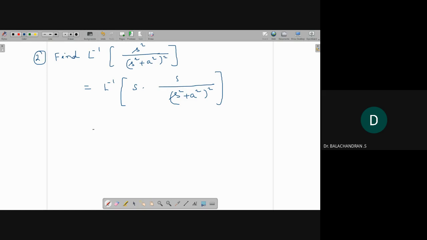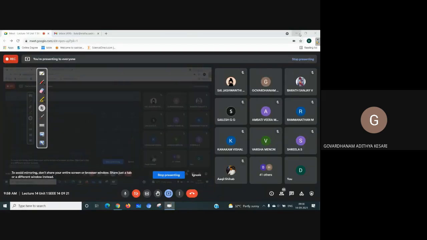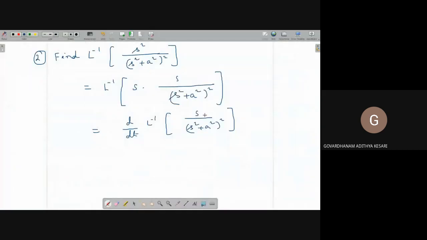So how can you write this one? Please tell. D by dt of L inverse of s by s square plus a square whole square. Correct, Sheila. Now what is L inverse of s by s square plus a square whole square, how to solve this problem? Any idea? L inverse of F dash is equal to minus 1 into L inverse of integration of s to infinity F of s ds. Very good. What is your name? Govardhan, you are right.